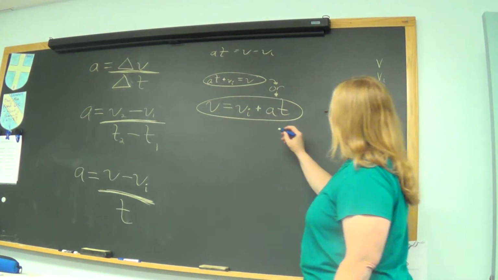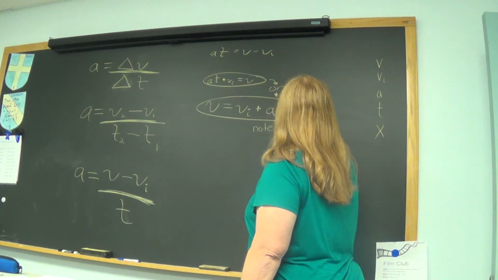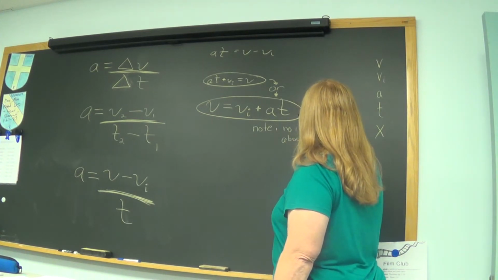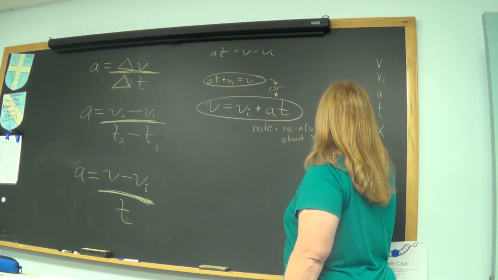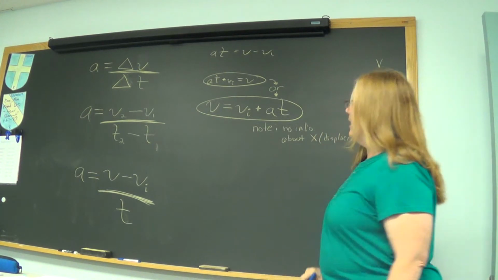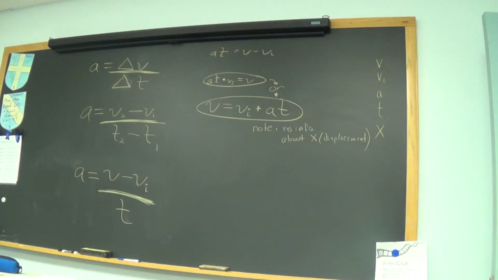So note this, right around here, I want you to write a note. No information about x, which is distance, or I'll call it displacement. That's how we usually think of it now. So there's no information about distance. So if you're doing a problem that has a question about distance or information about distance, this is not a wise equation to use. However, there's plenty of scenarios where it is.